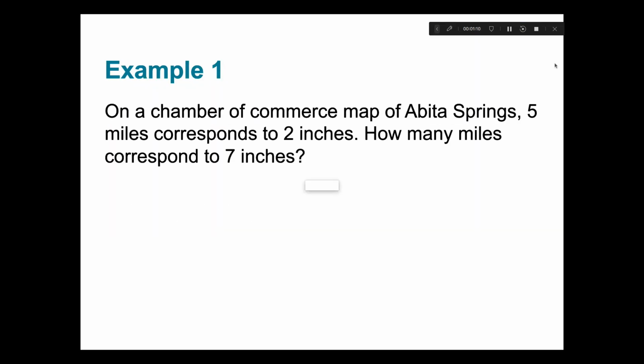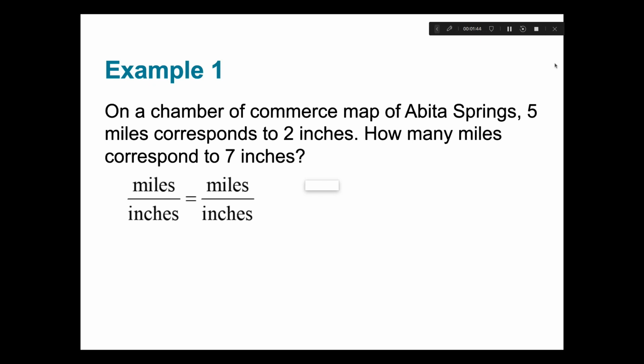So, on a Chamber of Commerce trip, this is on the back of your paper. The map of Abita Springs, 5 miles corresponds to 2 inches. How many miles corresponds to 7 inches? First, we set up our proportion with our labels. If you start with the words and figure out what goes where, it's easier to put in your numbers. So we know miles go across from miles and inches go across from inches. What information do we have in this problem?